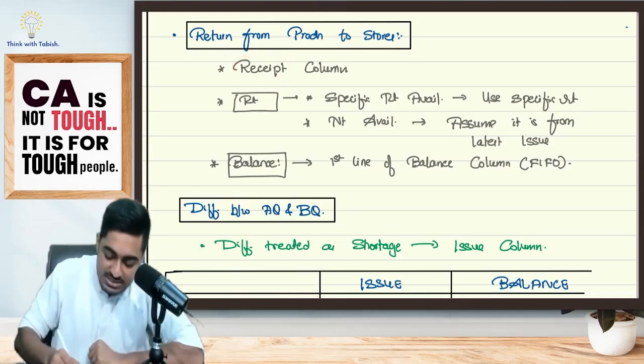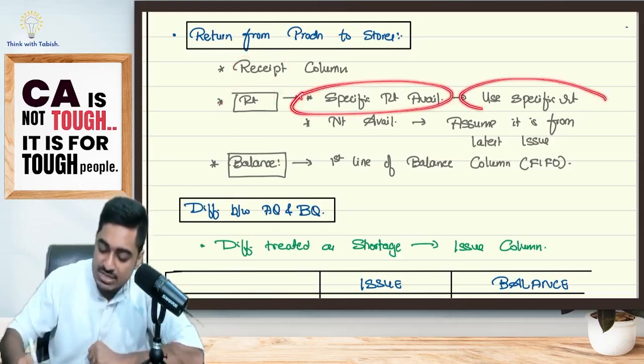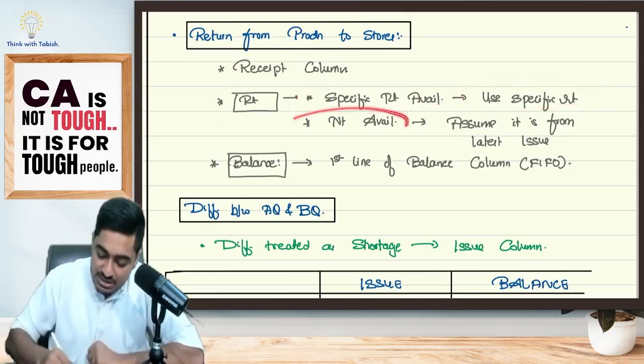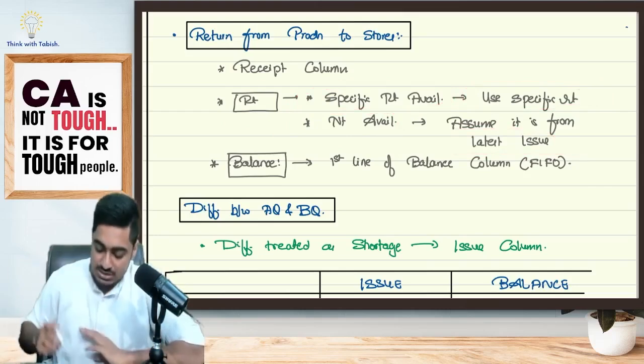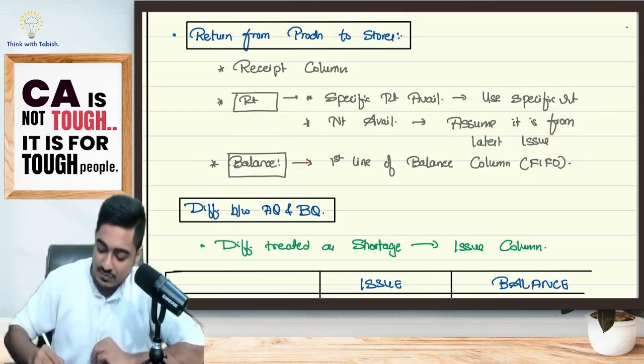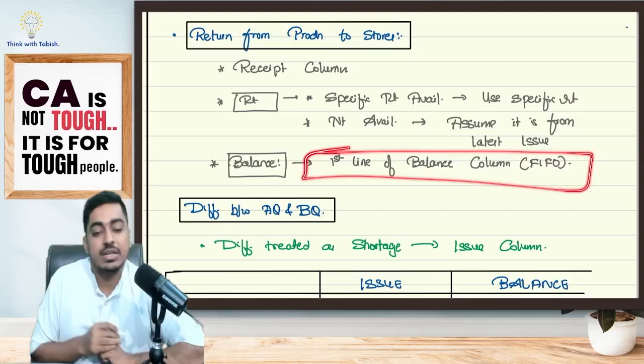Okay, sir. Which rate will I be using? If a specific rate is given for me, I will use that specific rate. If a specific rate is not available, I will assume that it is from the latest issue. I will use that. And while I am updating the balance, I will be writing in the first line of the balance column in case of FIFO.